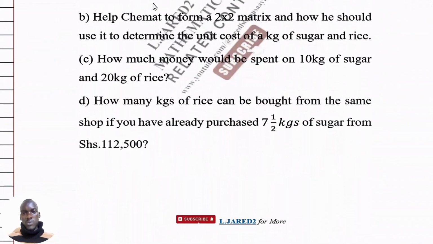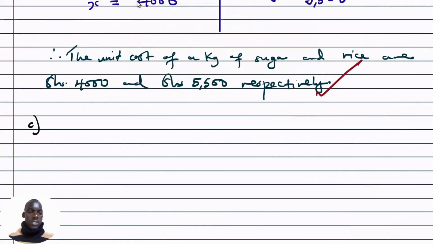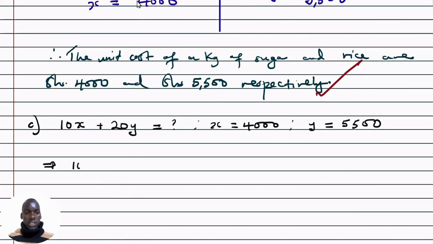How much money would be spent on 10 kilograms of sugar and 20 kilograms of rice? This is part C. They are talking of 10 kilograms of sugar and then still 20 kilograms of rice. So this is equal to which amount? Remember, the unit cost of a kilogram of sugar equals 4,000 and the unit cost of a kilogram of rice is 5,500. Simply in here, we need just to substitute in. So we have now 10 multiplied by x, which is the 4,000, plus 20 multiplied by y, which is 5,500.